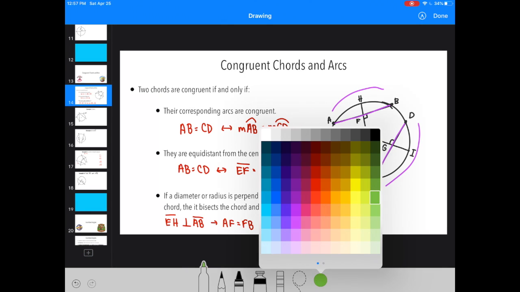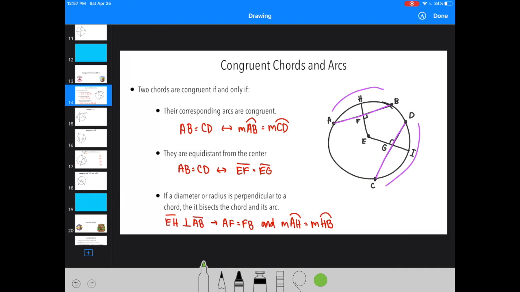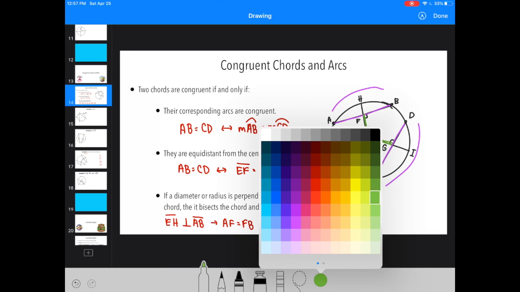If it's known that our chords are congruent, we can also say that the segments that travel between the center of the circle and the chord are going to be congruent. So here in this example, my chord is AB and my chord is CD. Well, then these segments that travel between those chords are congruent. So EF is congruent to EG.